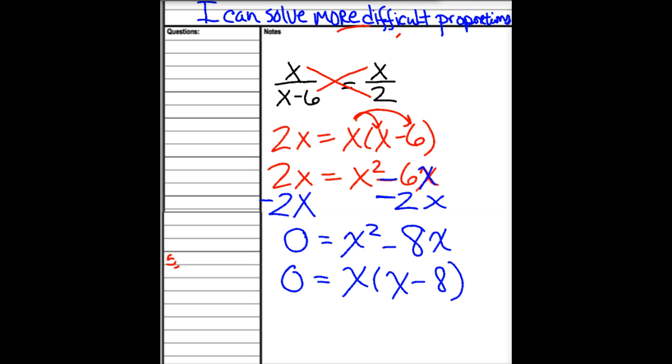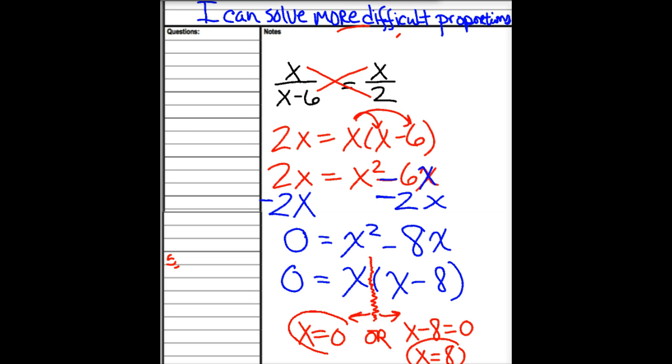So I have two things that multiply to equal 0. What that means is either this side is 0 or this side is 0. On the left of that little barrier is just an x, so x is 0, or to the right of that little barrier is x minus 8, so x minus 8 has to equal 0. What that would mean is x would be 8 itself. So I've got two answers, 0 and 8. So I'm done.